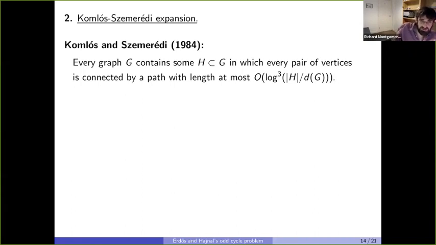But what they proved was that every graph G contains some subgraph H, which actually is about as dense, has average degree not much smaller than G, in which every pair of vertices is connected by a path, which has length at most some polylog in the size of H. So we're going to use an expansion condition that gives us this nice property.